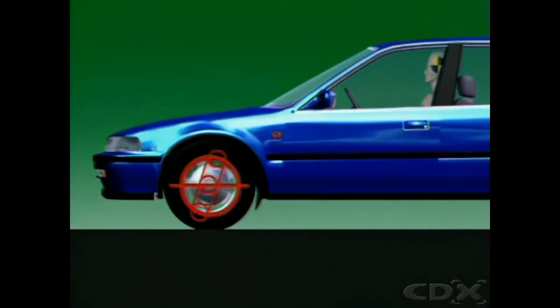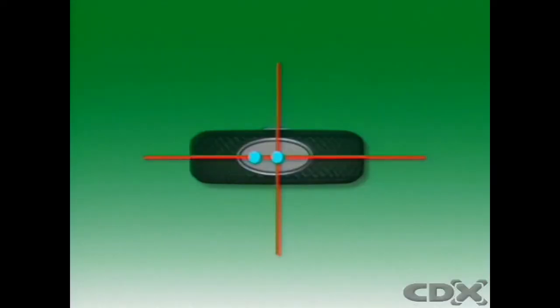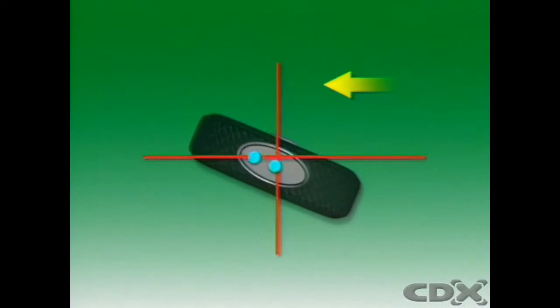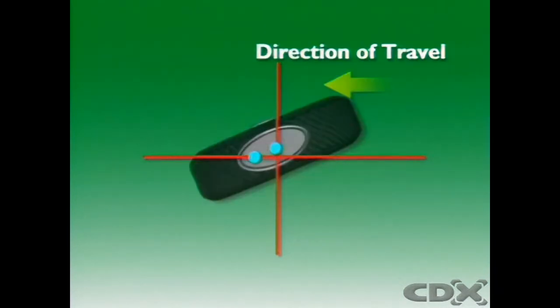When a vehicle has positive caster, a line drawn through the steering axis centerline meets the road surface ahead of the centerline of the wheel. The tire contact point is behind the steering axis. When the wheel is turned to the right, the tire contact point is moved to the left of the direction of travel. And similarly for turning to the left.